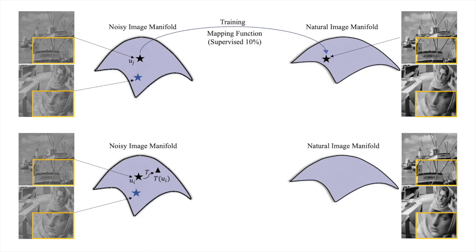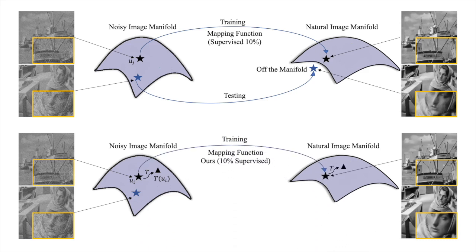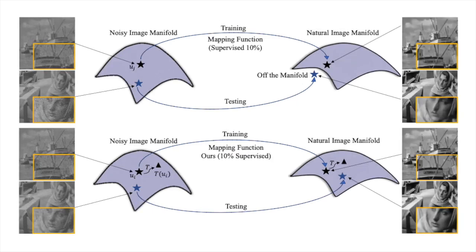In this figure, at the top, we show how a baseline supervised model, which uses 10% of the training data for image denoising, fails to map some of the output images to the natural image manifold. However, our technique, which also uses only 10% of the labeled data, remaps the otherwise off-the-manifold images to the natural image manifold. Our method improves the mapping because it is trained on large collections of unlabeled data, which are transformed with an augmentation denoted by T in this figure.